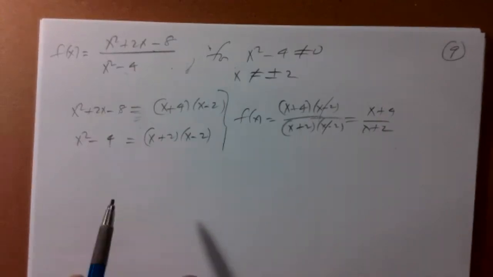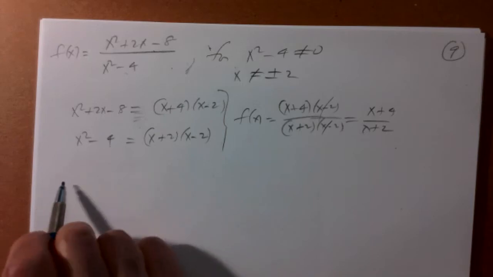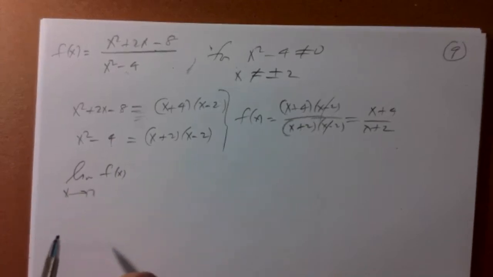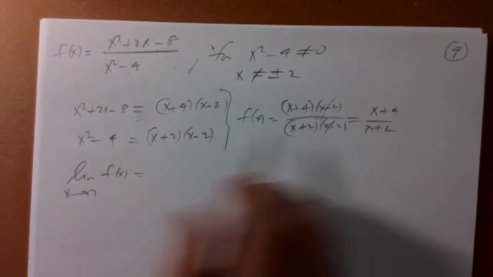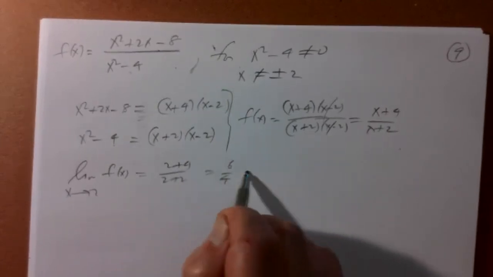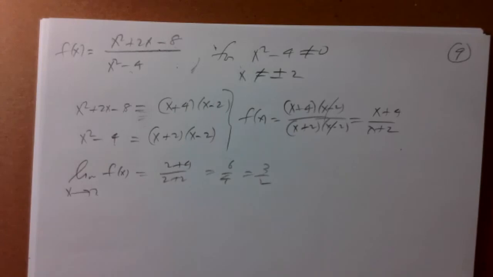So even though this function is not defined at x equal 2, it has a removable singularity. The limit of f of x as x approaches 2 from the right or the left is 2 plus 4 over 2 plus 2, or 3 halves.